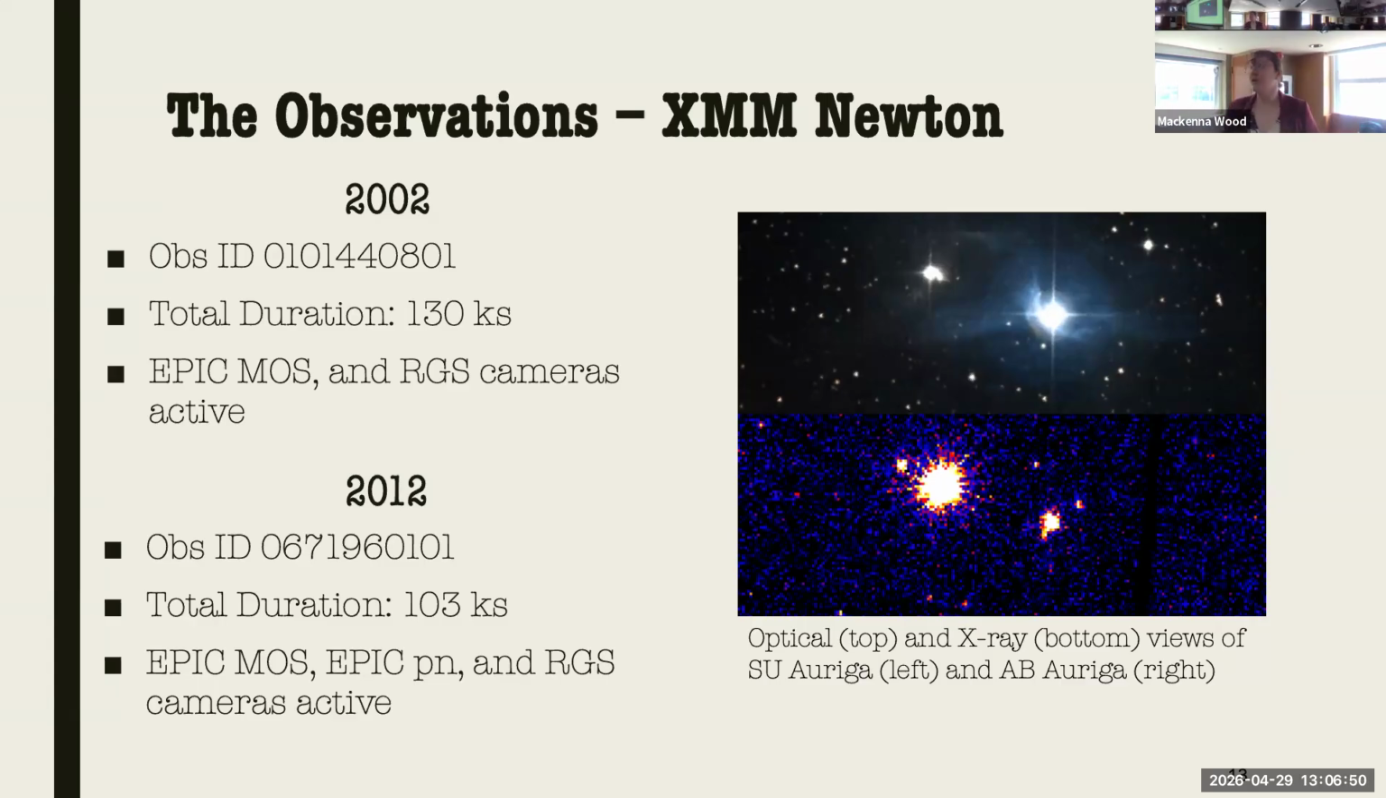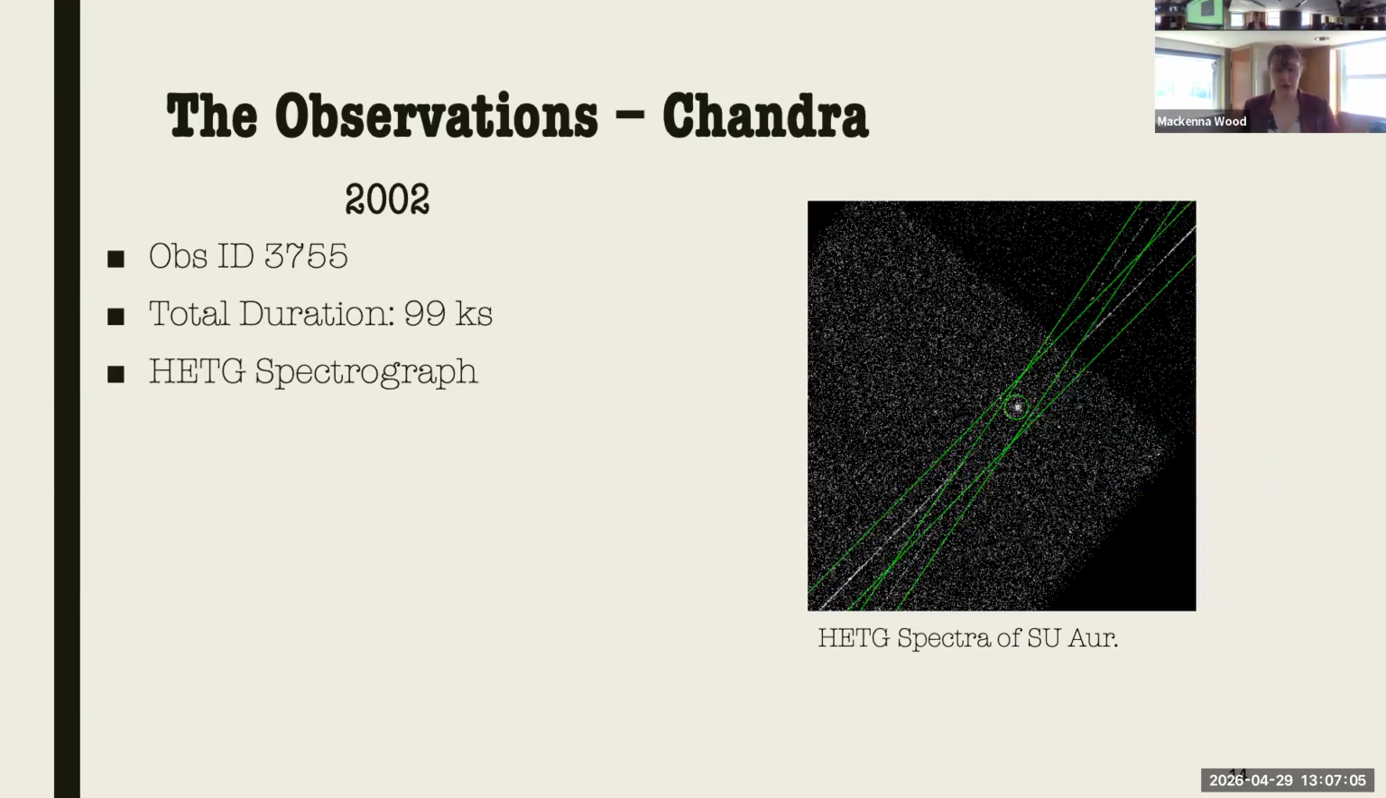This is in total a little over 230 kiloseconds of observation on these 2 stars. Both observations include the EPIC MOS and the RGS. Only the second one includes the PN data. We also have archival data from Chandra from the AGTG, which is just under 100 kiloseconds of data.